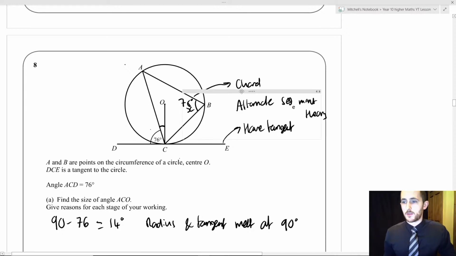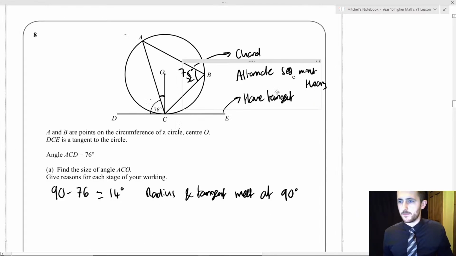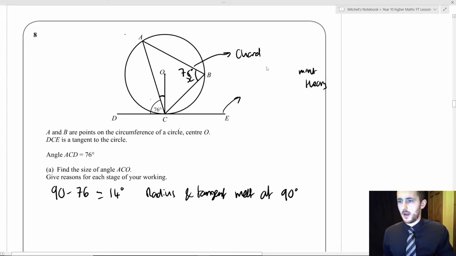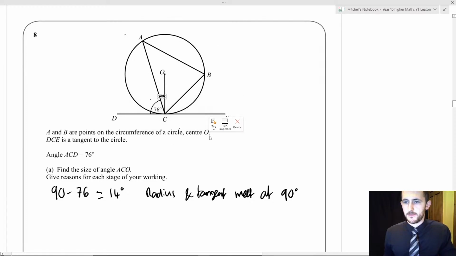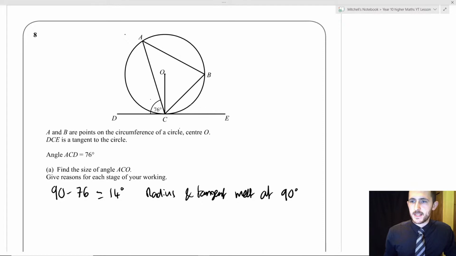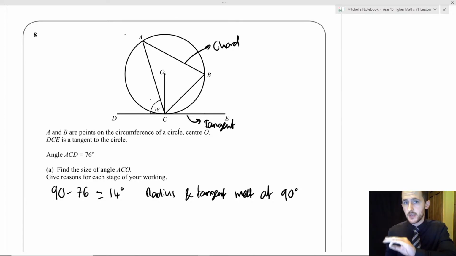Yeah, sure. So the way I see it, unfortunately this thing's going to get in the way. Oh god. All right. I'm going to have to delete that for a second because it's getting in my way. So let's clear this out completely, right? This is a chord, and this is a tangent, right? If you ever have a chord and a tangent, and you want the angles next to them, then you should immediately think alternate segment theorem.